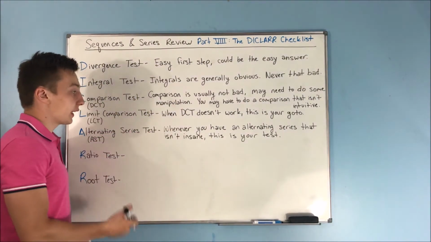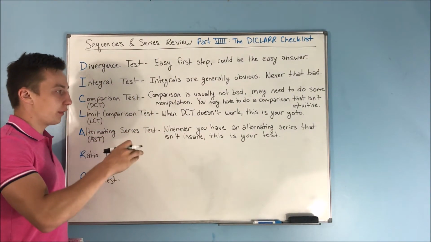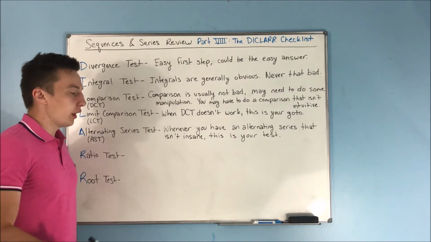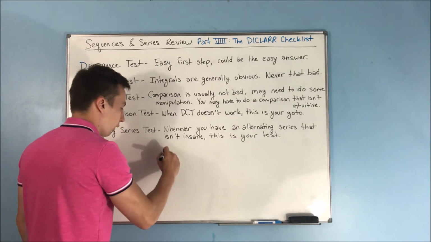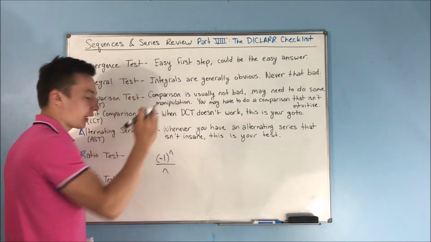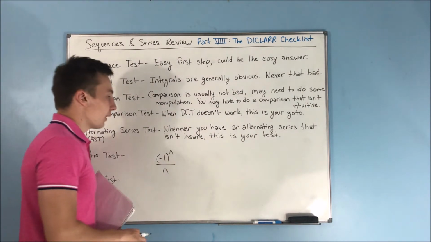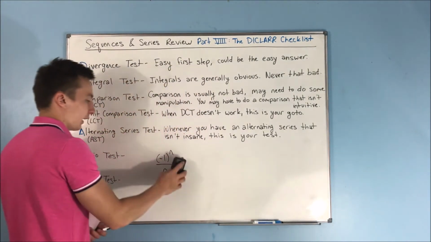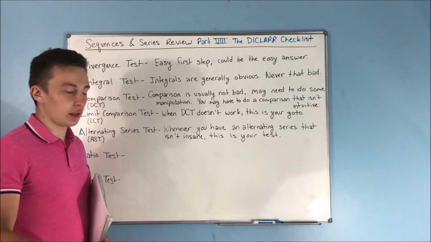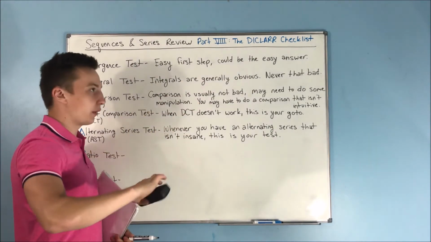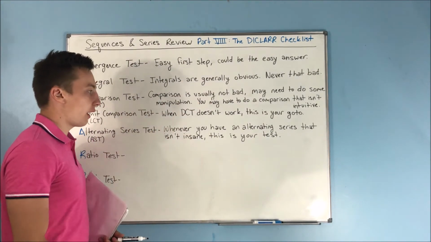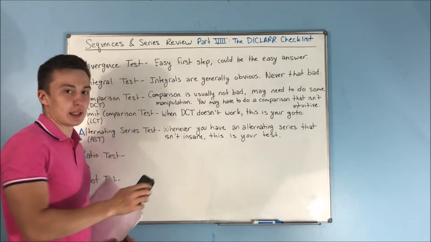For the alternating series test, I have down, whenever you have some kind of alternating series, something like (-1)^n over n, the alternating harmonic series, something like that. And as long as it's not something insanely big, like (-1)^n with a bunch of other stuff thrown in there, I think that this would be your test, okay?